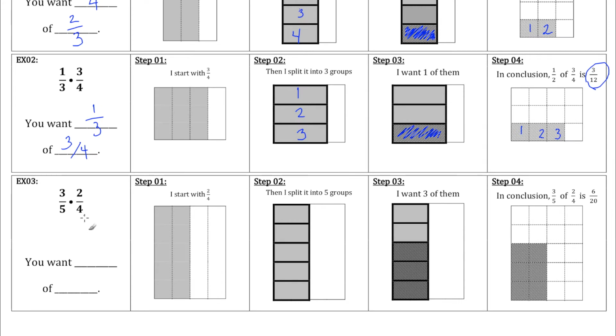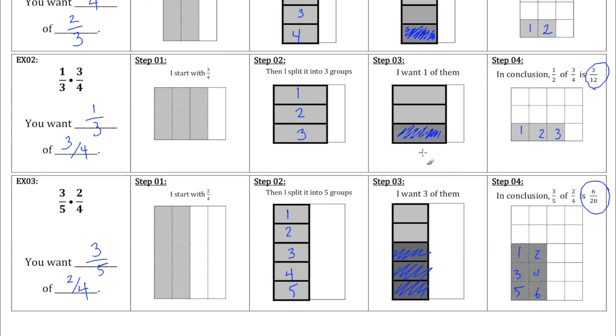Lastly, we have 3/5 times 2/4. We want 3 out of 5 pieces that we can make from 2/4. So we need to start off with 2/4. 1, 2, 3, 4. We shaded in 2 of them. I want 3 out of 5 pieces, so I need to split this 2/4 into 5 pieces. Remember, I want 3 of them. 1, 2, 3. Now I need to make sure I can see the equal parts, so I made equal parts. And there are 1, 2, 3, 4, 5, 6 pieces out of 20 total. So 3/5 of 2/4 is 6 out of 20, is 6/20.